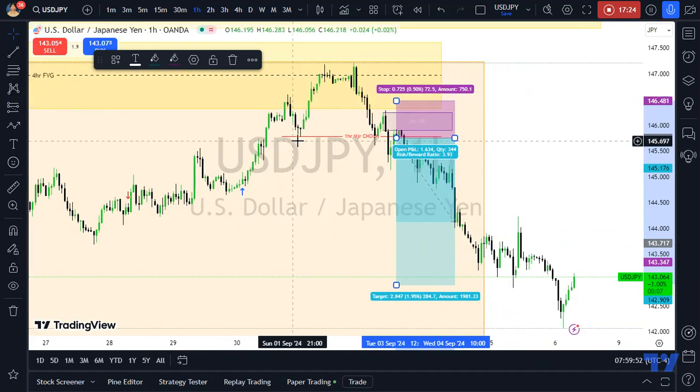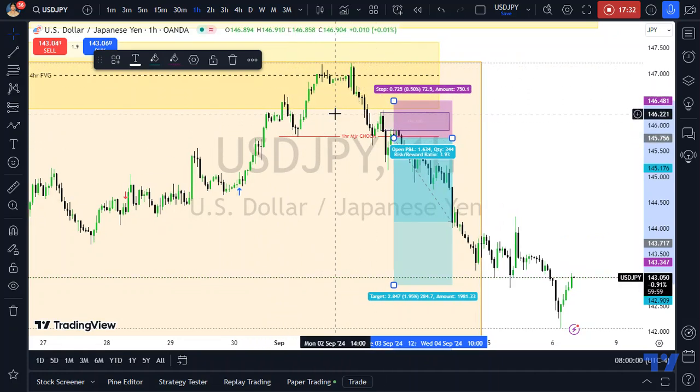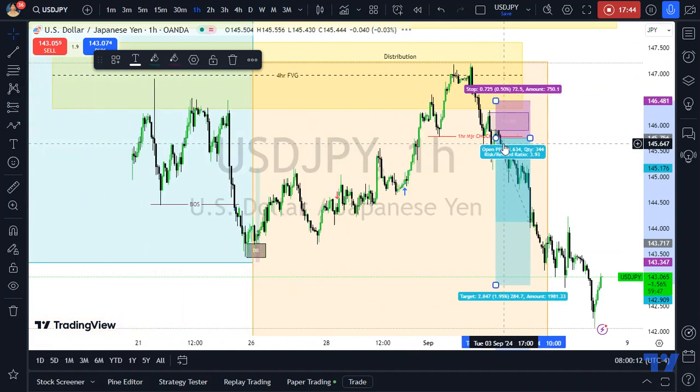And as you can see, what extra evidence looks like is just a change of character on a lower time frame at a higher time frame point of interest. So a higher time frame point of interest, and a change of character on a lower time frame, followed by higher time frame bias, so that we know in which direction we are going. As you can see, that was the whole trade.